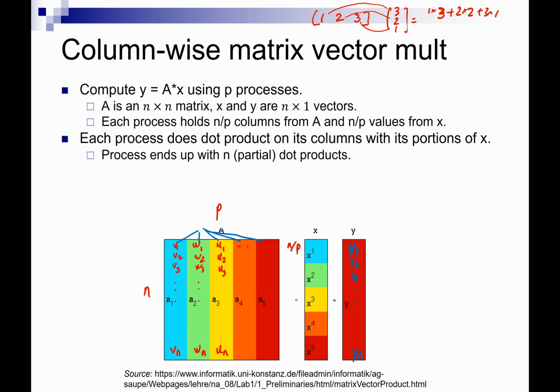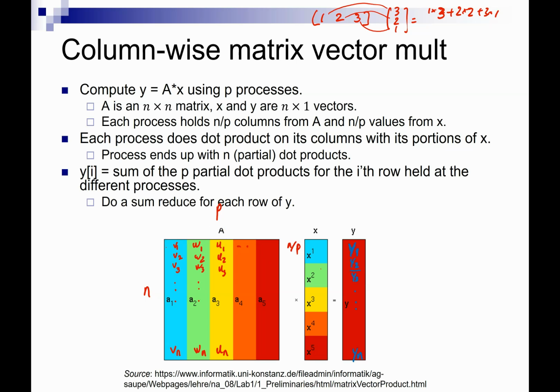Now what about y2? We're going to take all of the second row values, the v2, the w2, the u2, and so on, from all of the different processes, and add them up, and that gets you y2. Same for y3: you take all the third row values, the v3, w3, and so on, and the sum of those is y3. So this is the algorithm. First, all of the processes are going to do dot products of their rows with the portion of x that they have.